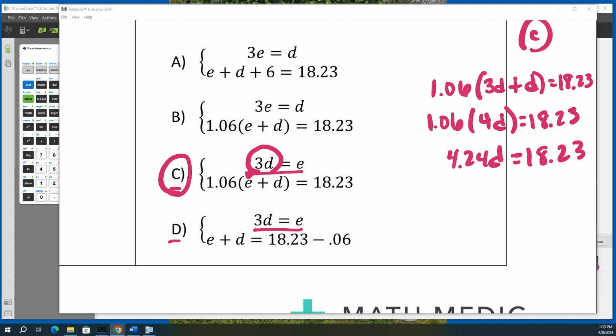I do not like decimals. I would rather work with fractions than decimals. Okay. So when I divided 18.23 by 4.24, I got basically $4.30. So it was 4.2995. So not too bad for a dessert.